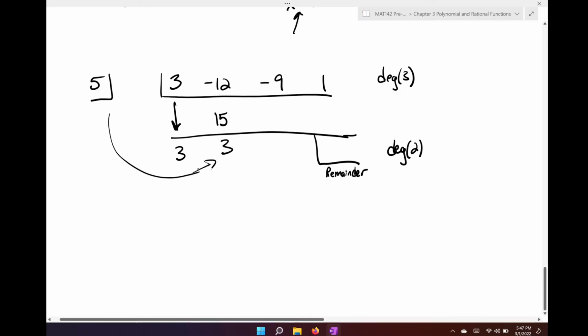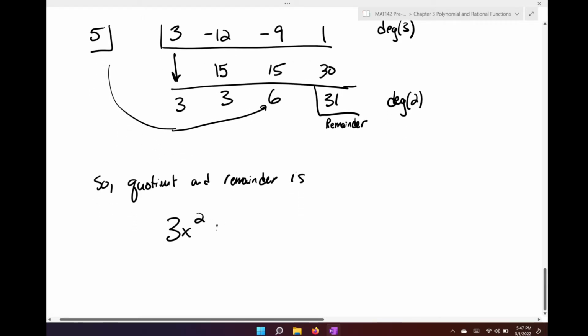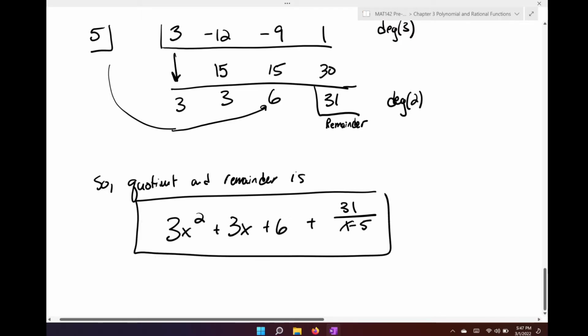5 times 3 is 15. Negative 9 plus 15 is going to be 6. And then finally, 5 times 6 is going to be 30. And 1 plus 30 is 31. So our quotient and remainder is 3x to the second plus 3x plus 6 plus 31 over x minus 5. Okay?